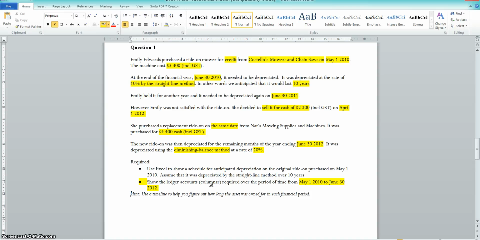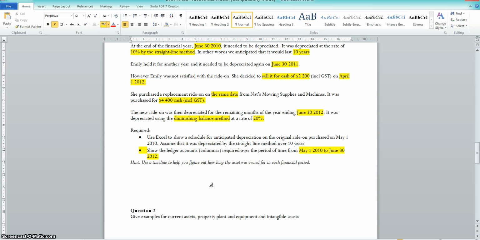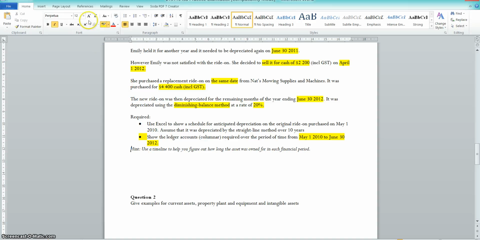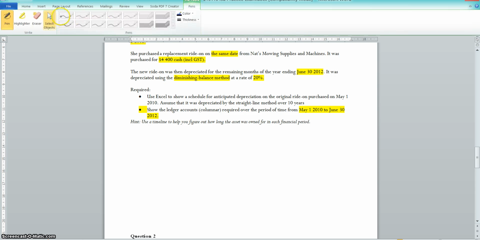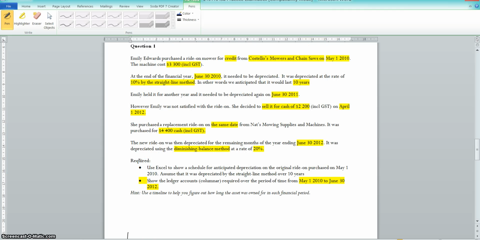And it says, hint, use a timeline to help you figure out how long your asset was owned for in each financial period. So we are in fact going to do that right here and now. I'm just going to get that out of the way. So I'll show you what the timeline is going to look like. Okay, so if we look at the information, we've got May 2010 all the way to 30 June 2012.